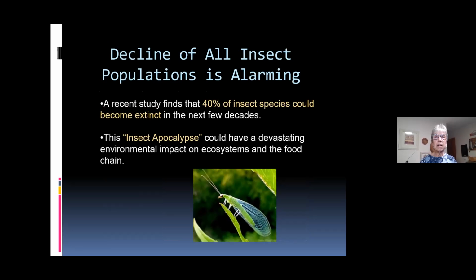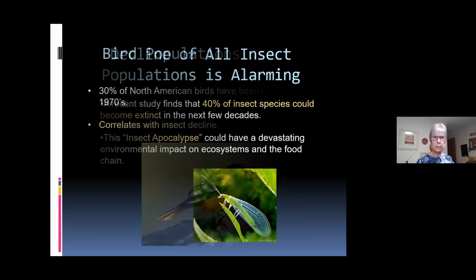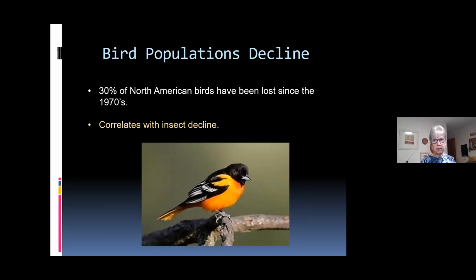Because the decline of all insect populations is alarming. And I think we need to appreciate insects in general, because they also support ecosystems and the food chain. Bird populations are also on the decline, and it correlates with insect decline. So if you want to attract birds to your yard, you need to have insects there.